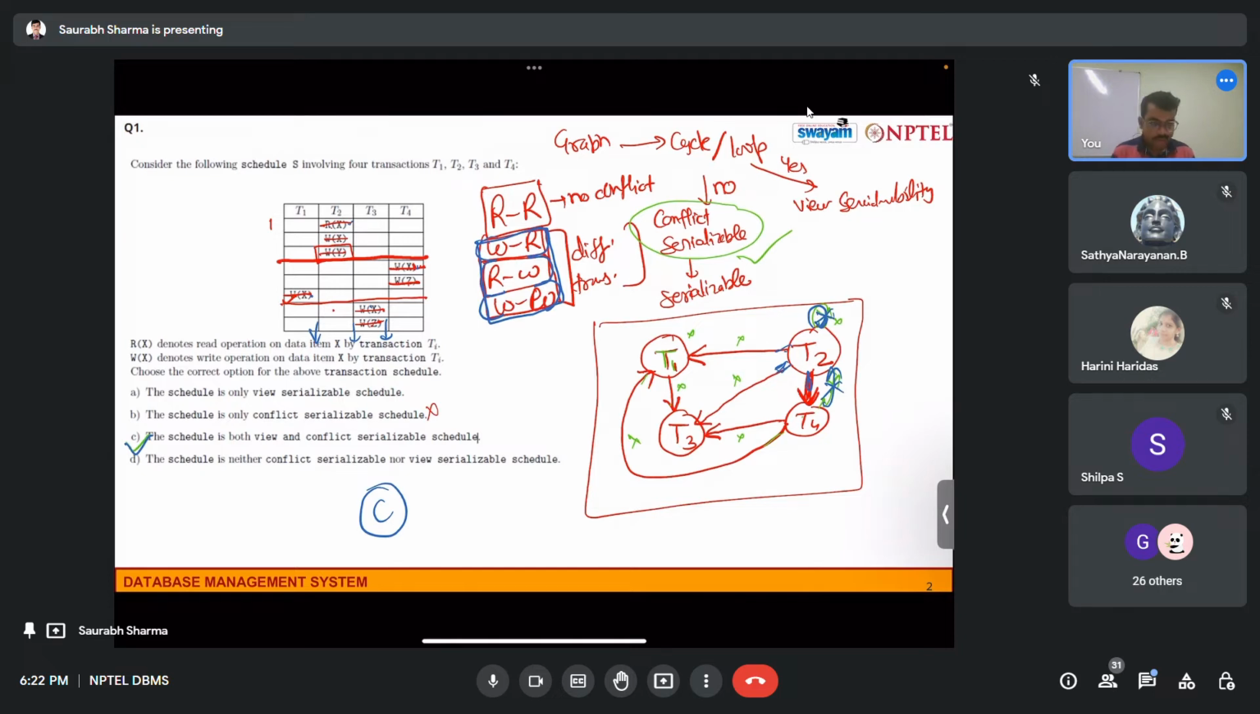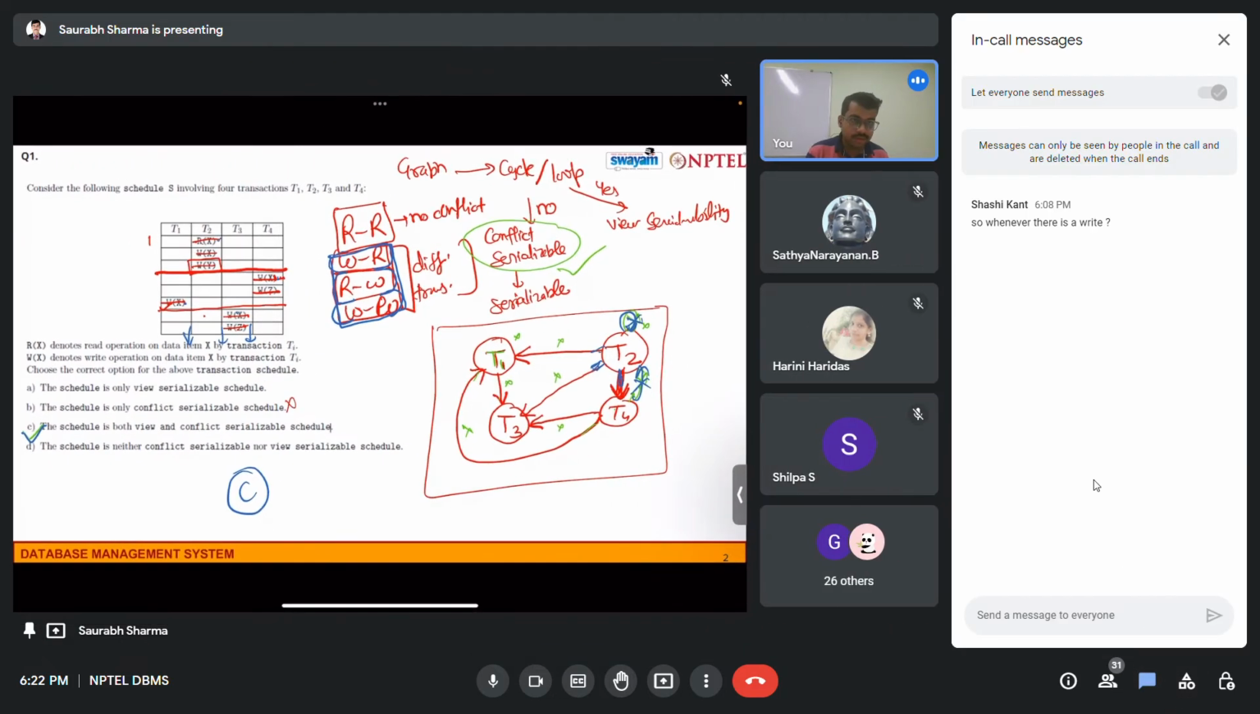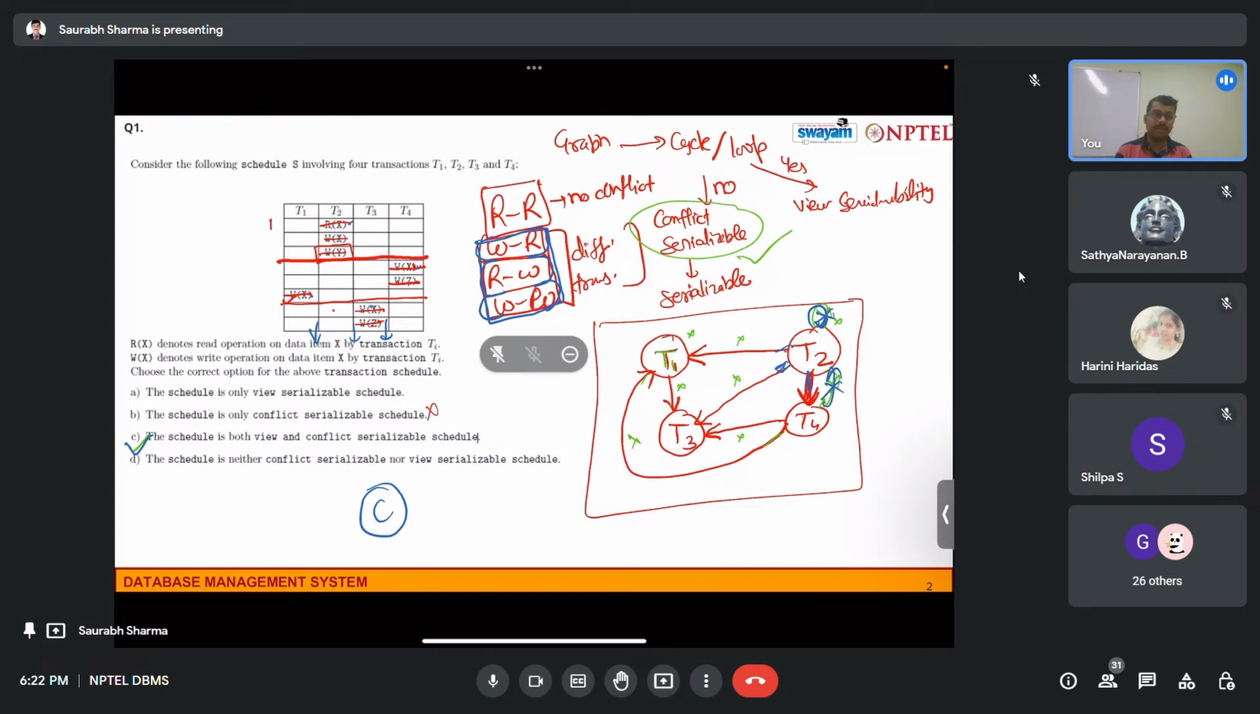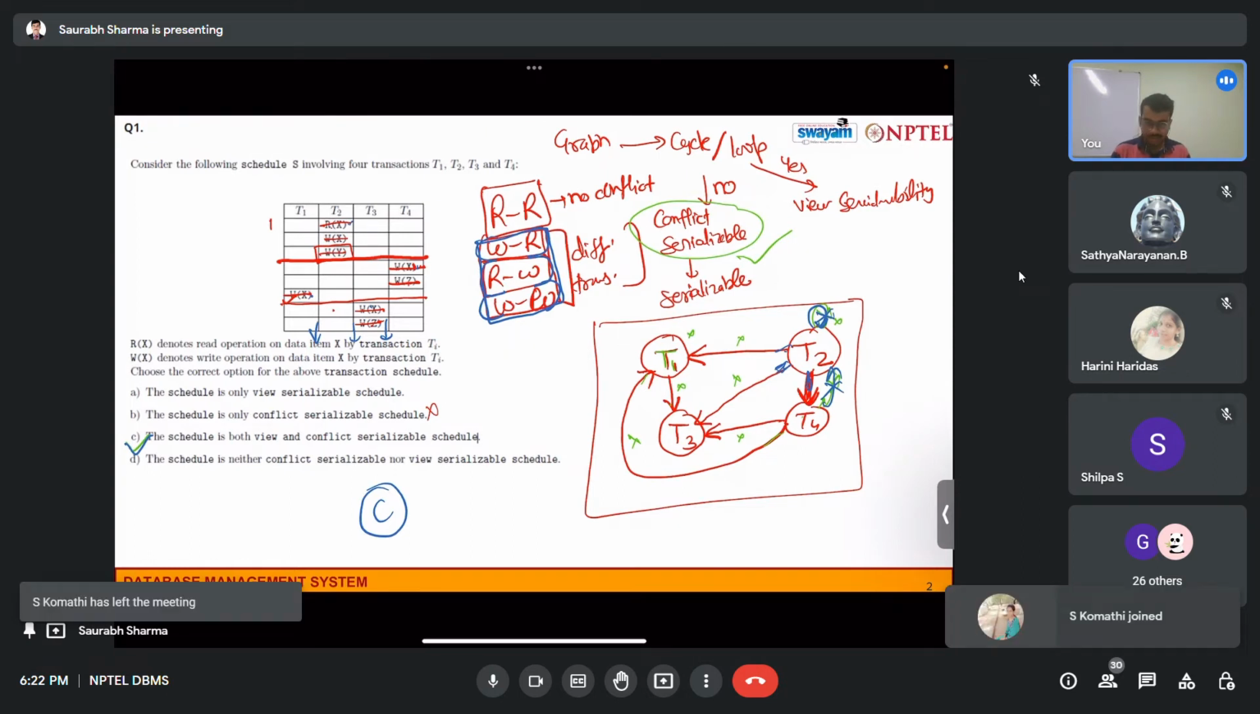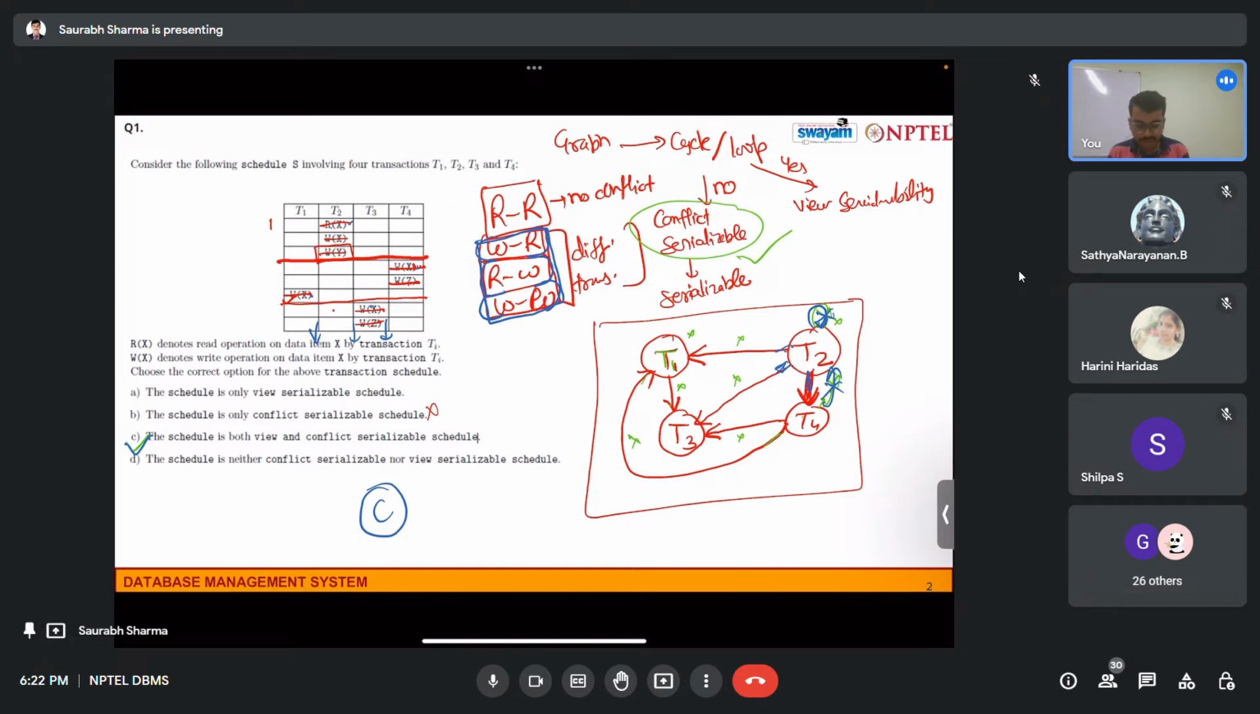Any confusion in this? Okay, so what was the question? So whenever there is a write in a different transaction, yes. If we have a read in transaction I, say transactions I and J, then on the same data we have to search for a write. If there is one, then there will be a conflicting pair. If it is a read, no problem. If it is a write, then there will be a problem. We have to search for both read and write.